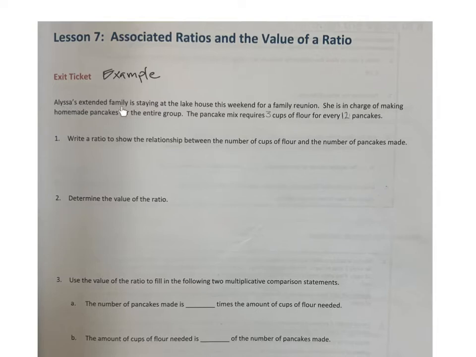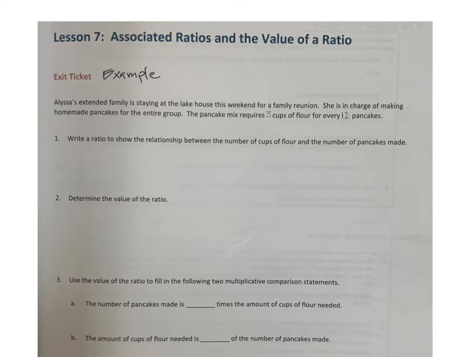Alyssa's extended family is staying at the lake house this weekend for a family reunion. She is in charge of making homemade pancakes for the entire group. The pancake mix requires 3 cups of flour for every 12 pancakes. Write a ratio to show the relationship between the number of cups of flour and the number of pancakes made.